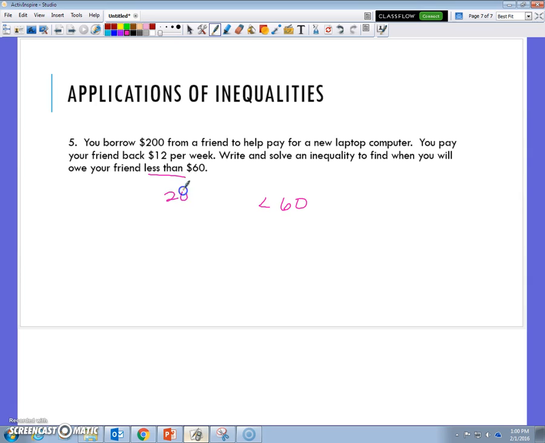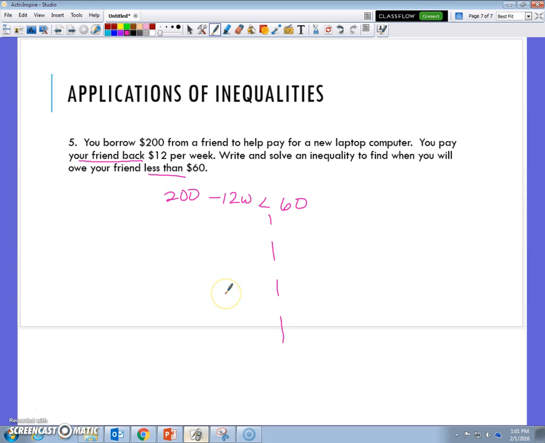Now, we're starting with the 200 bucks that my friend gave me. Okay, that doesn't change. It's always going to be 200 bucks. That's how much I owe him. But this debt is going down this time, okay? You're paying them back. So the debt itself, the $200, is going down $12 per week. So now if I solve this inequality, it's going to say, okay, I have 200 bucks minus 12 for however many weeks go by. I need to know when it's going to be less than $60. Okay, so there's my inequality.